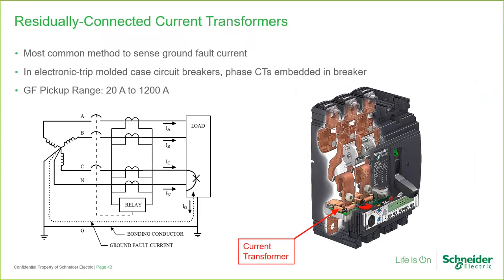Depending on the circuit breaker rating, ground fault current pickup range can be from as low as 20 amps to as high as 1200 amps, 1200 amps being the maximum pickup setting for normal operation in the Canadian Electrical Code and the US NEC.